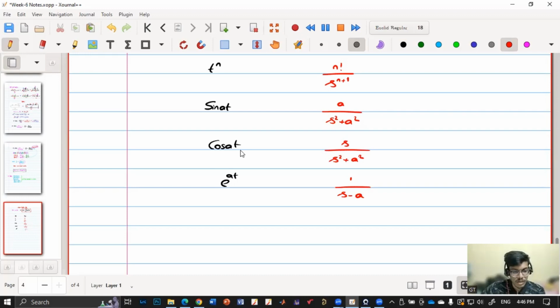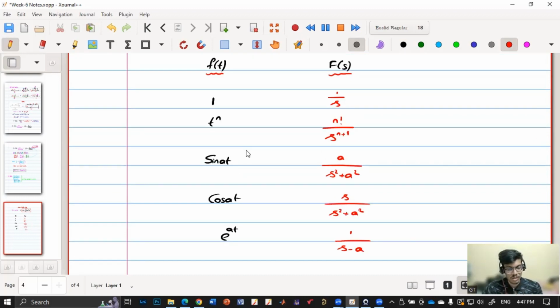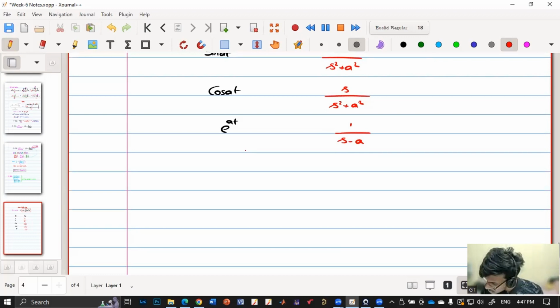Are you following? Yes, sir. So now if I combine one trigonometric term as well as exponential term, say e to the power at cos bt. So now for cos bt, it will be s by s square plus b square. But if there is an exponential term e to the power at coming, then you have to replace s by s minus a. So this will be s minus a by s minus a whole square plus b square.